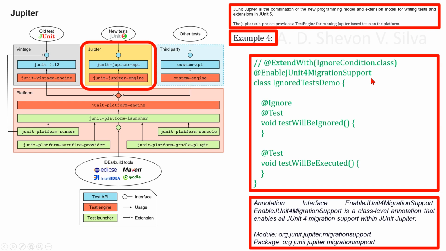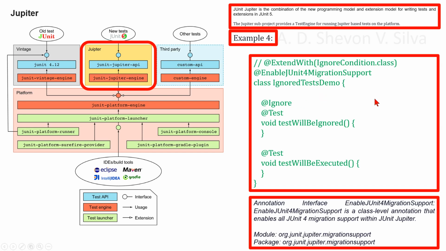Technically speaking, EnableJUnit4MigrationSupport is a composed annotation which registers all of the following migration extensions: verifier support, external resource support, expected exception support, and ignore condition. Note, however, that you can optionally register one or more of these extensions explicitly without the use of this composed annotation. And this is in module org.junit.jupiter.migrationsupport, and in the package org.junit.jupiter.migrationsupport.